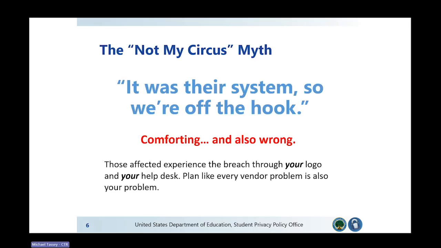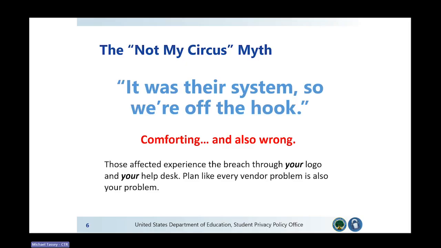Now, if you've been around in the last year or so, there have been several giant vendor breaches that have touched almost everybody in the education system. From the perspective of the school, I mean, sure, it was the vendor who goofed, right? But in the end, that doesn't stop parents or students from calling us, calling the district or the school or the college.